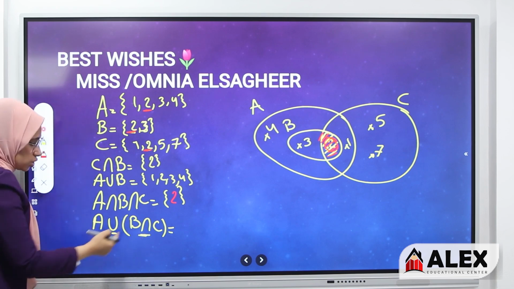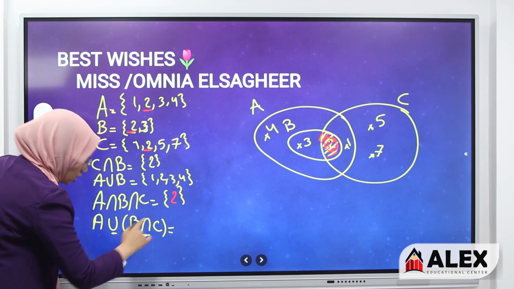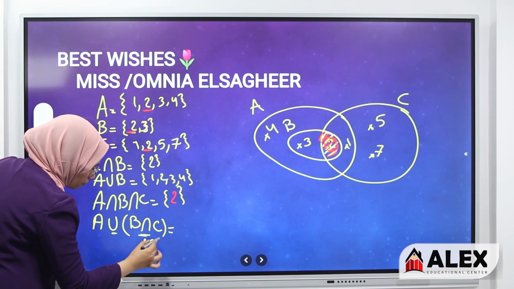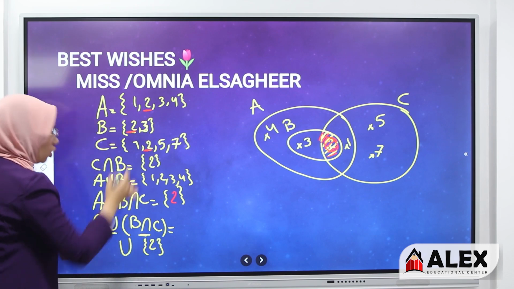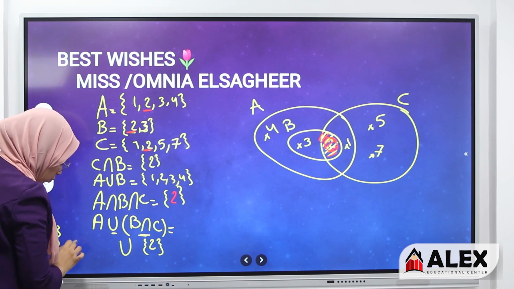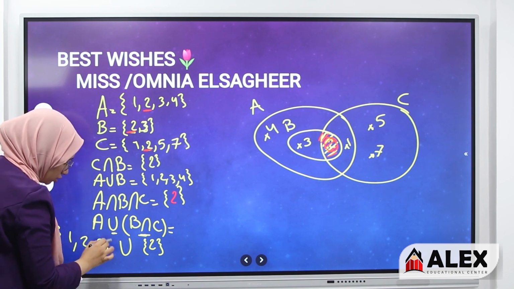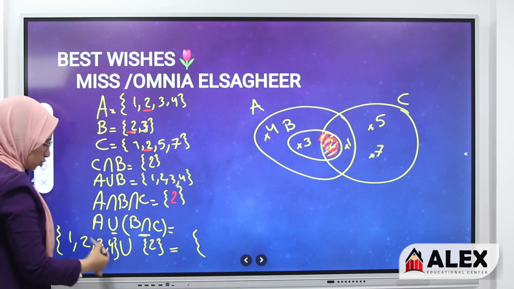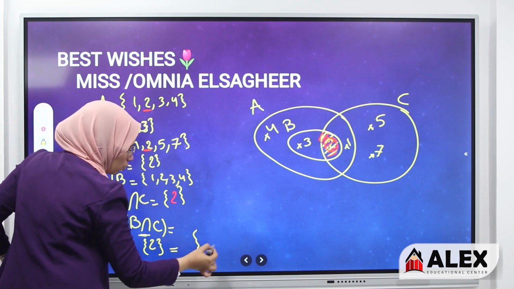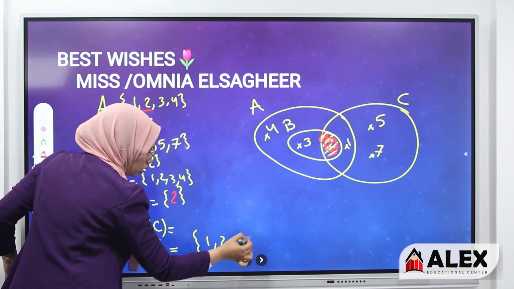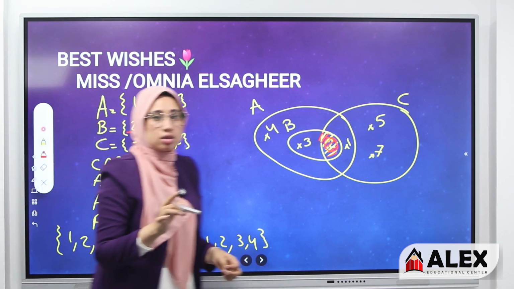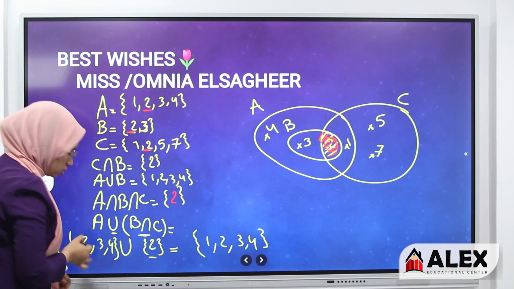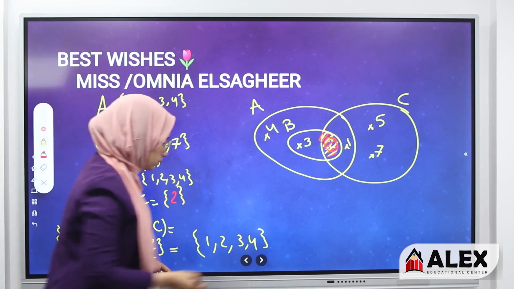Then we solve the bracket first. B intersection C. B intersection C we called what? 2. Union all elements of A, which are what? 1, 2, 3, 4. Then 1, 2, 3, 4 union 2, we don't repeat the element again. So we don't write 2 twice, just once.